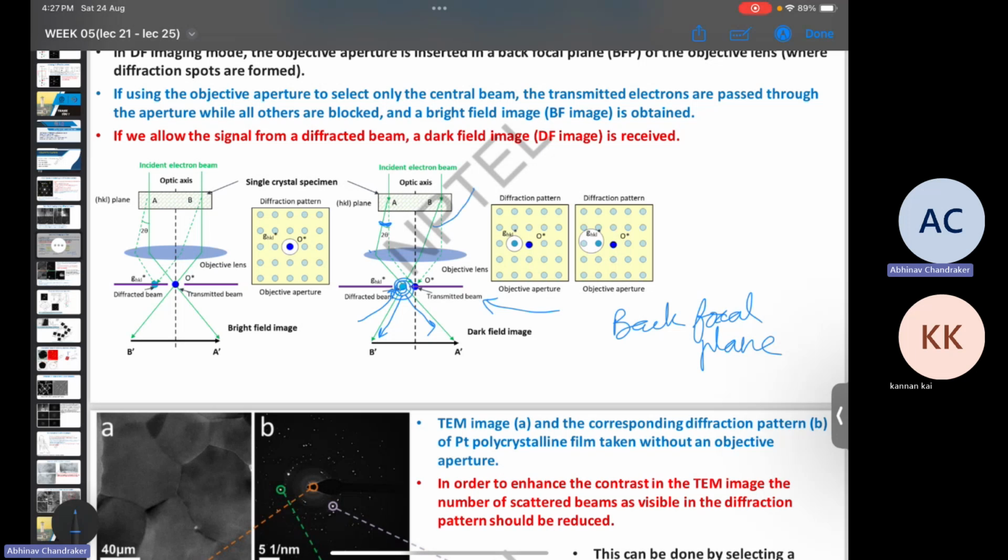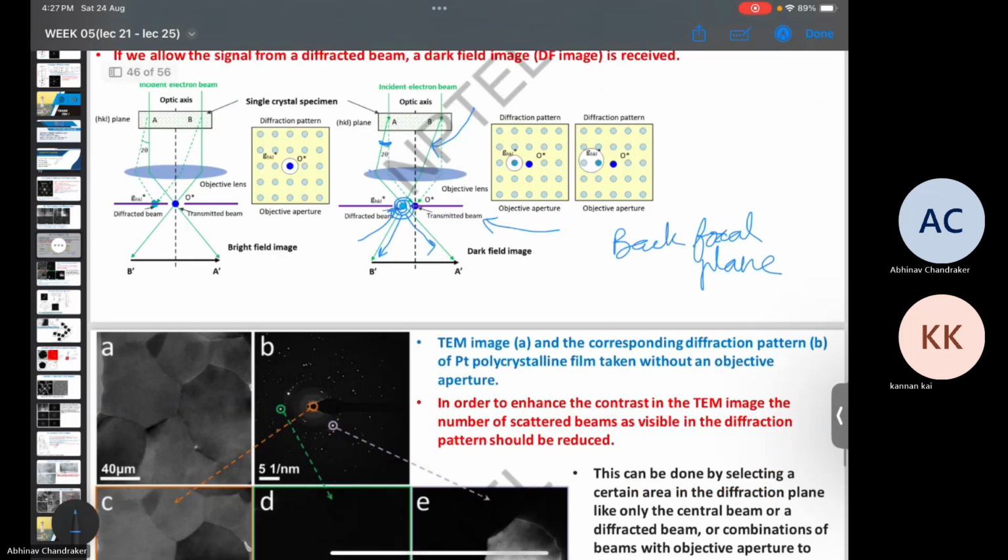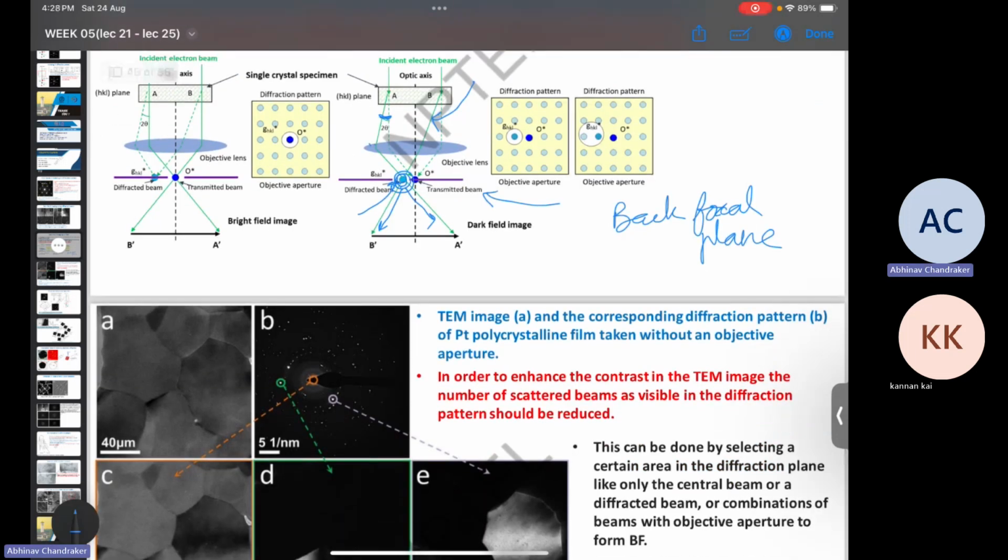a particular diffracted beam, that is for a particular 2 theta diffraction, and that is the reason that we choose to keep the aperture in the back focal plane.